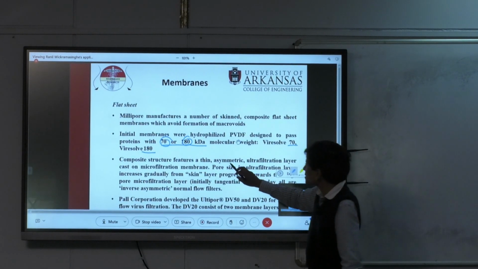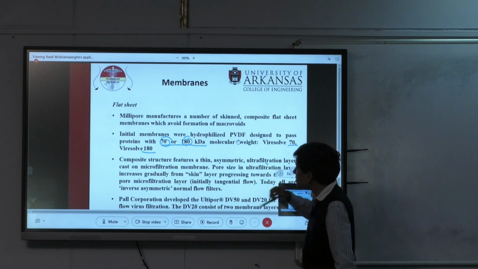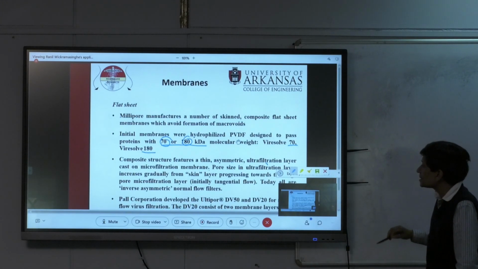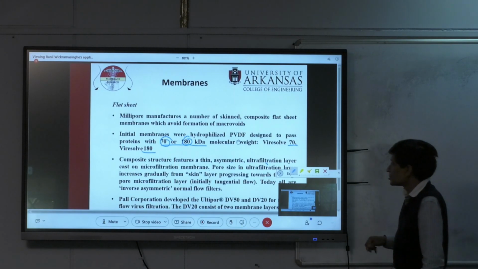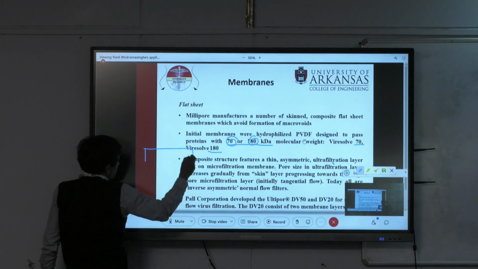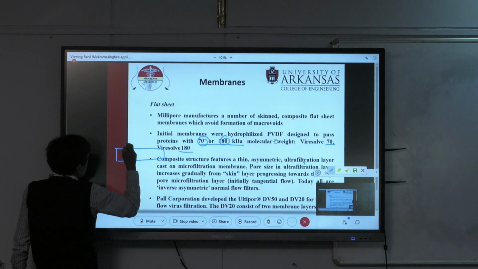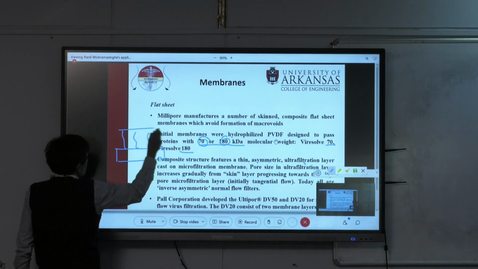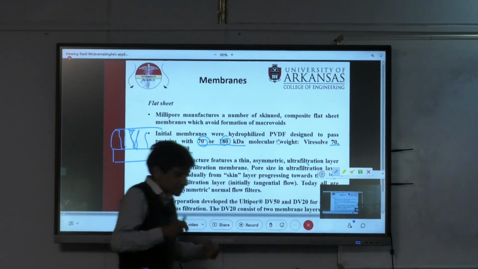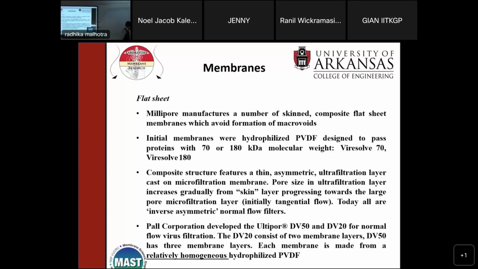Composite structure features a thin asymmetric ultrafiltration layer cast on a microfiltration membrane. The pore size in the ultrafiltration layer gradually increases from the skin, progressing towards the microfiltration layer. Today, they are all inverse asymmetric structures. So one way this is done today, okay, is that here is your skin layer, and then here's your support structure, like this, right? So this has the big pores like this, and this pore size kind of is larger here, it's smaller here, okay? So it's exactly an asymmetric structure. So that's what Millipore does.